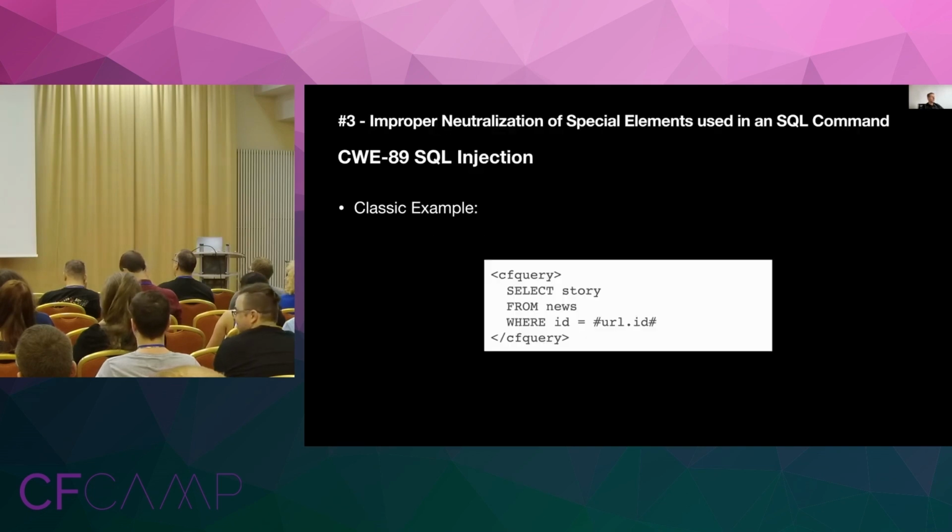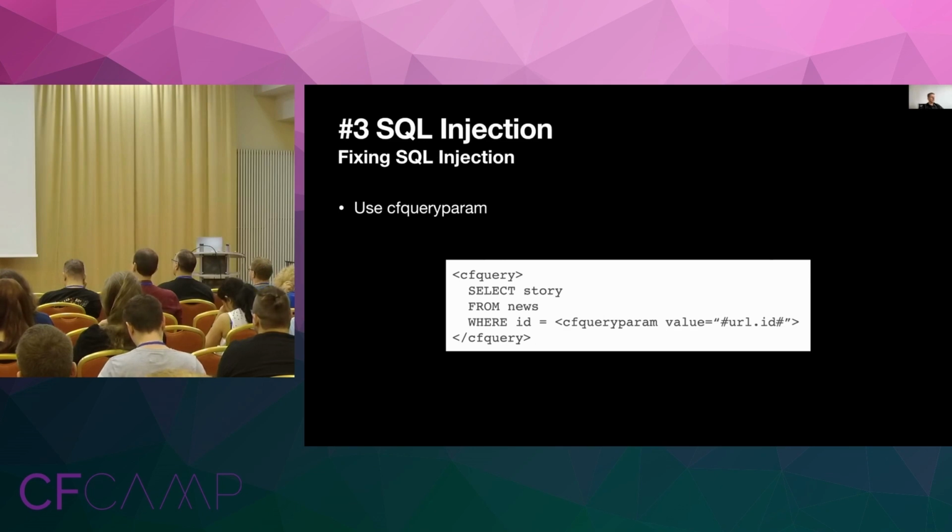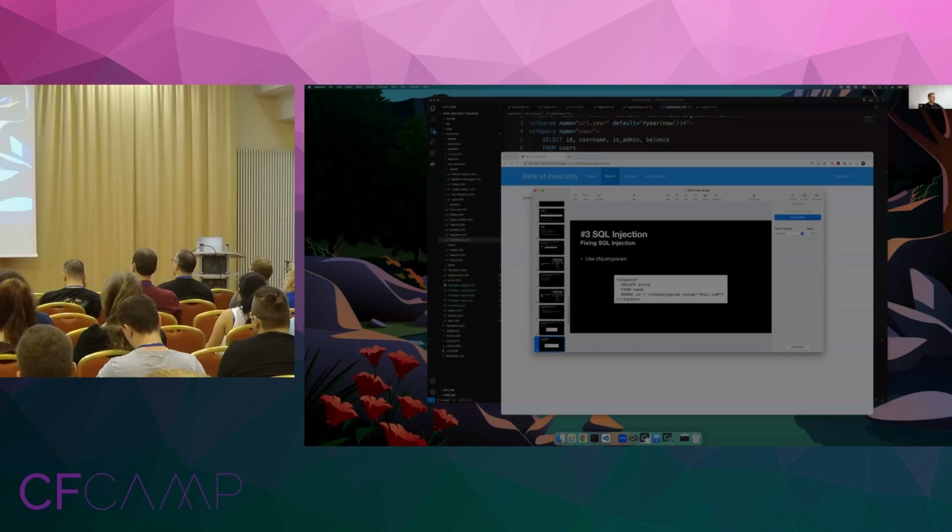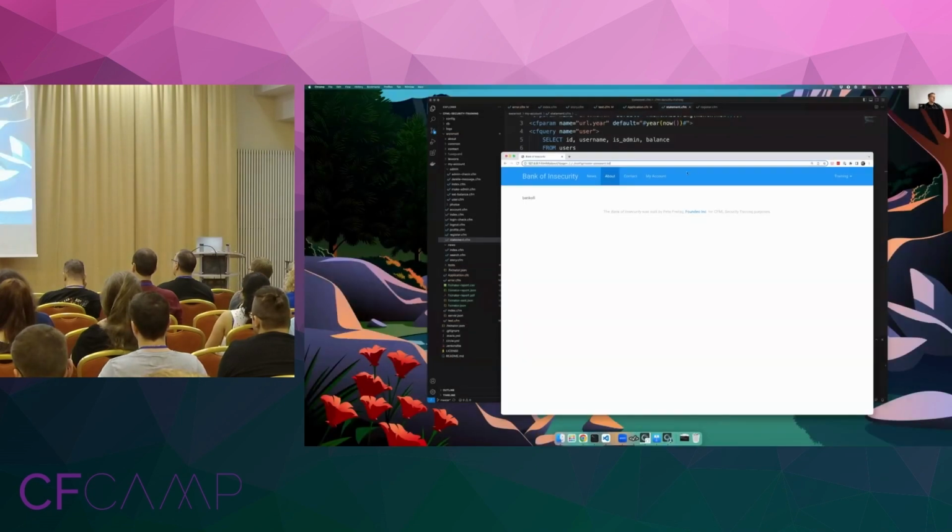Okay, so number 3 is SQL injection. Hopefully this is one you're aware of already, but essentially the classic example here is a CF query where we have a URL variable right directly in the query. And the solution, of course, to that is to use CF query param. So I'll show you here.